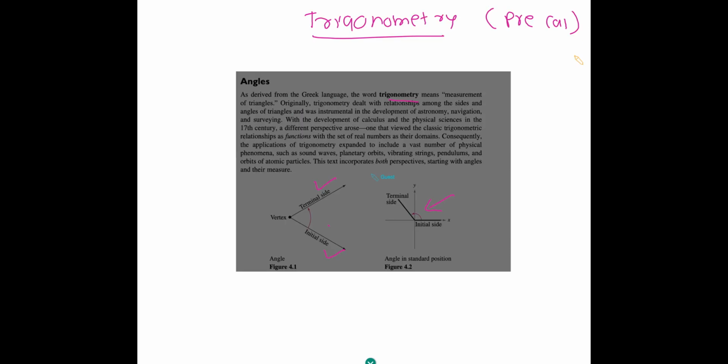In the second one, the endpoint of the ray is the vertex of the angle, and the angle is placed in the coordinate system in which the origin is at the vertex and the initial side coincides with the positive x-axis. Such an angle is in standard position, as we did in the second one. So initial side and terminal side, angle in standard position. Got it?